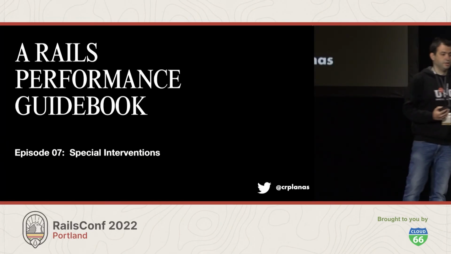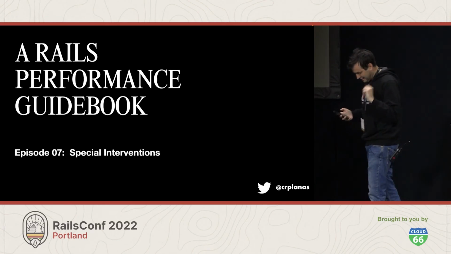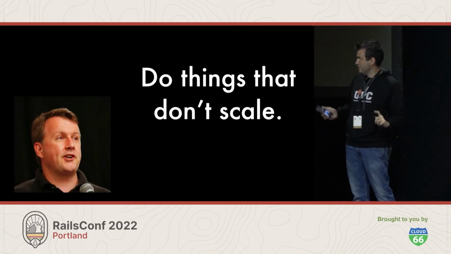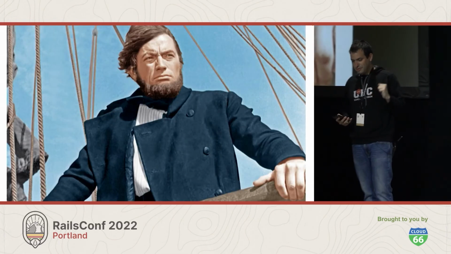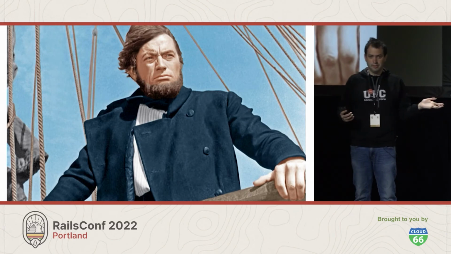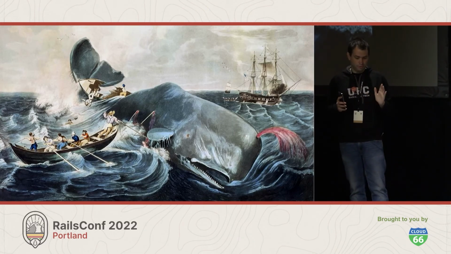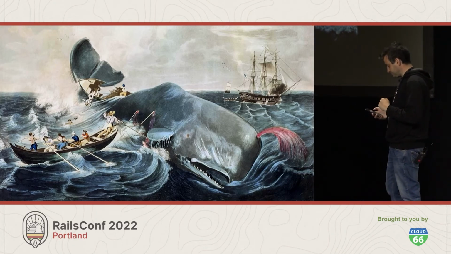And finally, the last thing I wanted to talk about is what I call special interventions. It's all about doing things that don't scale. This picture, I think, was taken at a RailsConf a lot of years ago. So what is that? When I'm doing a special intervention, I feel like Captain Ahab from Moby Dick. And the idea is not to go get a lot of fish, but to get the big one, to hunt the whale.